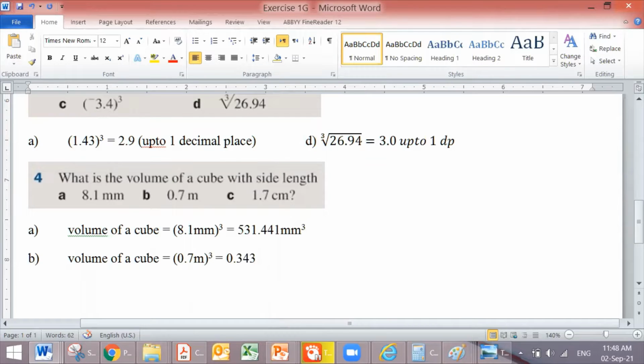Okay, so this one is 0.343. Okay, and guys is very correct. So guys, you should answer what will be its unit. What will be its unit?